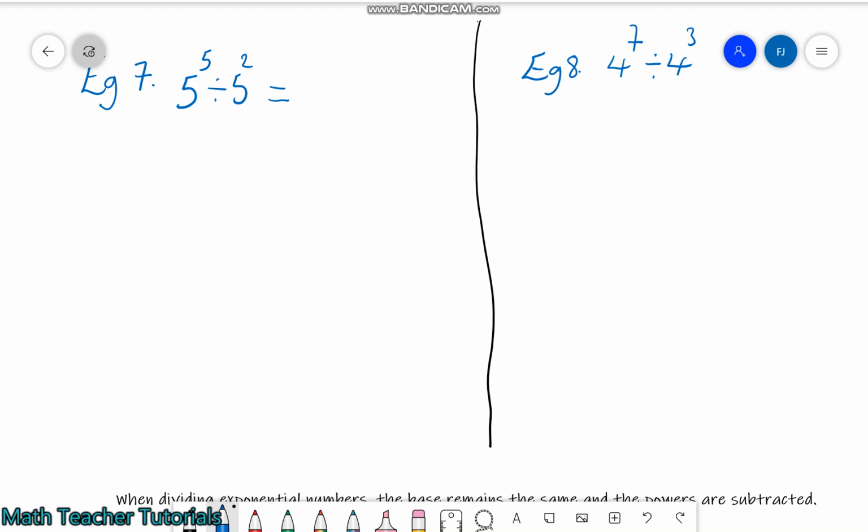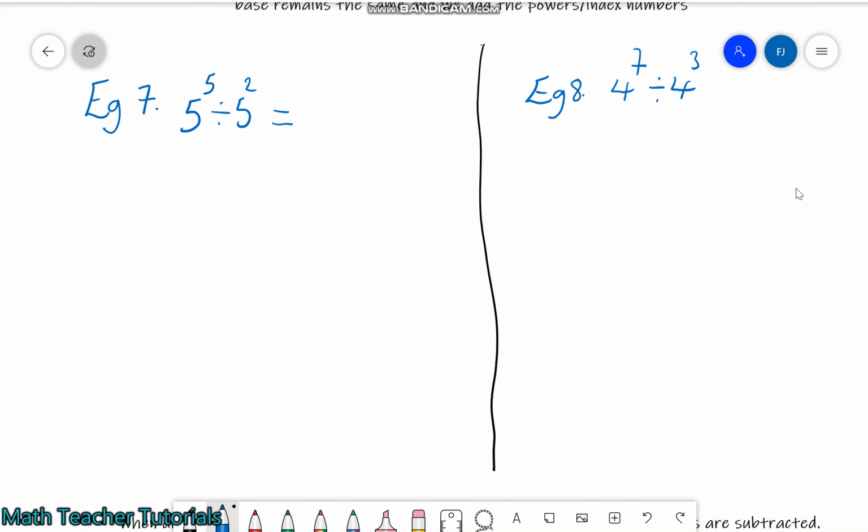In these examples, we will learn to evaluate index or exponential expressions that involve division. So in our first question, we have 5 to the 5th power divided by 5 squared. We know that division can also be represented by placing it in fraction form to give 5 to the 5th power divided by 5 squared.